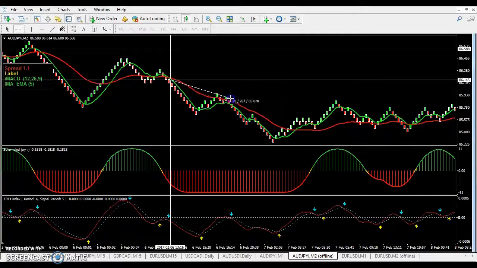Red, the bulls are dominant. I'm sorry, the bears are dominant. I'm sorry. Red for bears, green for bulls. The bears are still dominant. And then here, you get a little bit of a problem.